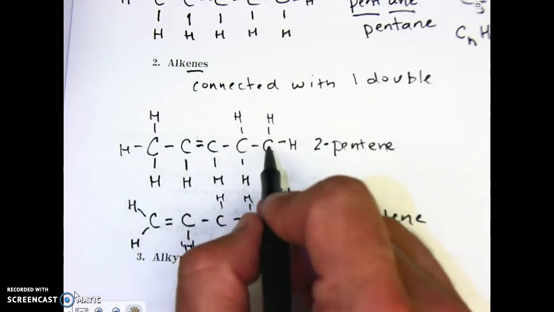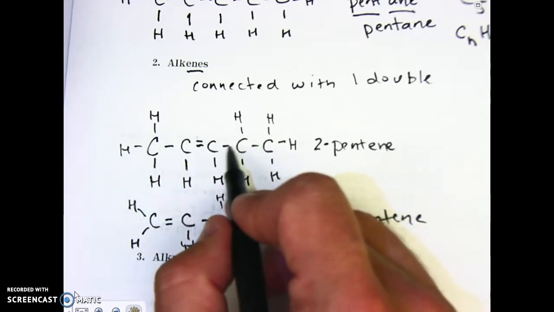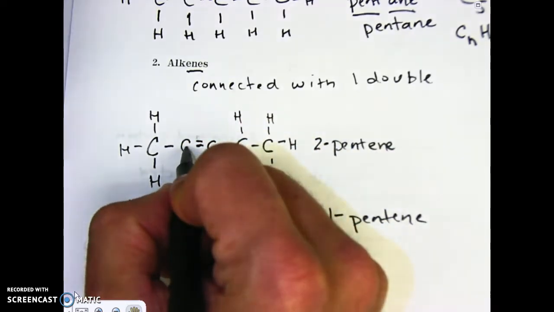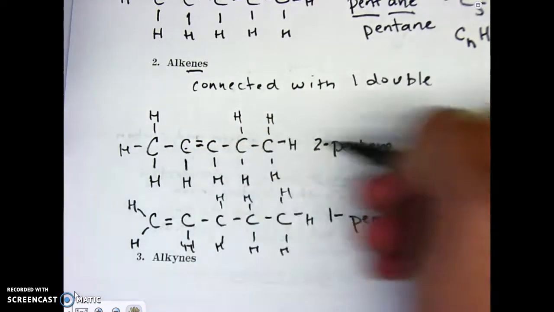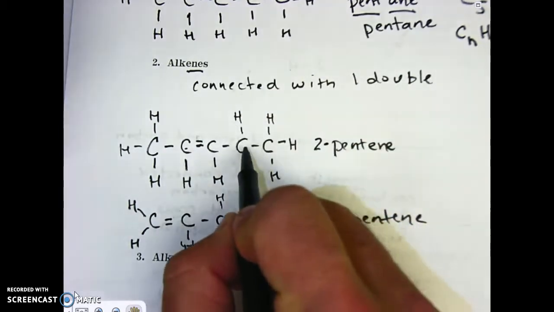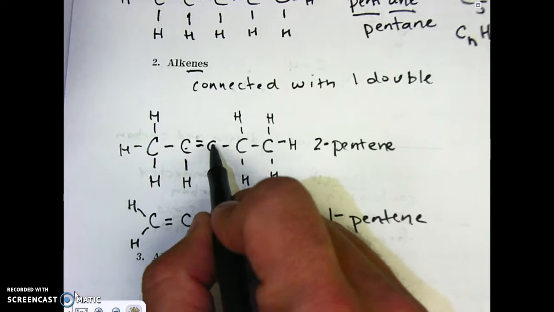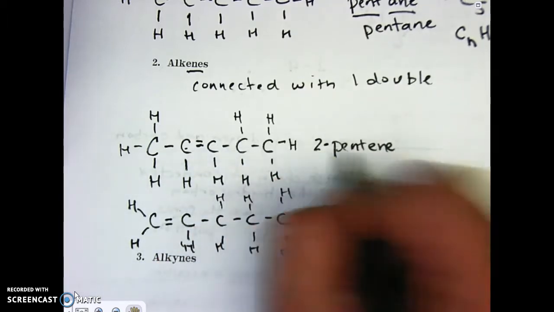You're always going to where the starting of the double bond begins. So if I did 1, 2, I've got the number 2 that I could do. If I reverse it, it's 1, 2, 3. The rule is you always go in the direction that gives you the lower number.